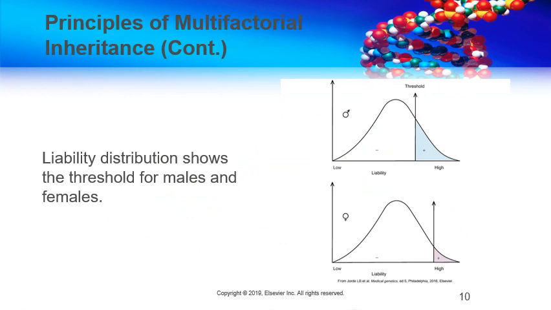See, here is the liability distribution, and this shows that threshold for males and females with pyloric stenosis. So at the point an individual accumulates so much liability, they're going to be affected by the disorder. Okay, that's the threshold level. Individuals that have affected relatives have a higher chance of exceeding the threshold and thus being affected.